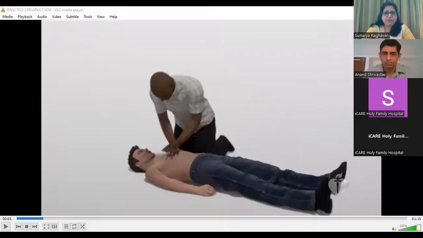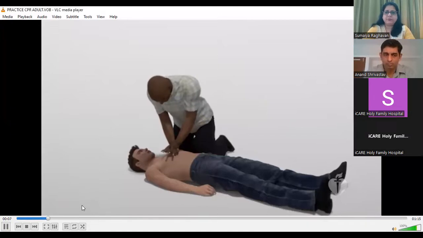You can see on the screen, the person is made to lie down, heel of the palm, center of the chest, and he's ready to do compressions. Now, these compressions need to be done either from the left-hand side or the right-hand side of the person, not from the head side and not from the leg side. So let's watch this.